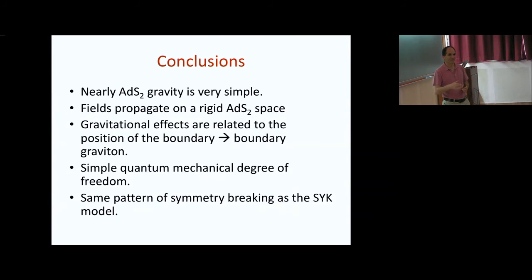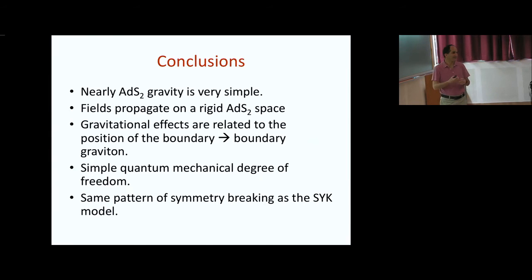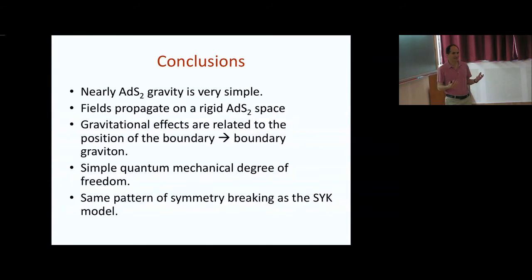So similar to, let's say, three-dimensional gravity, where you don't have propagating fields, but you have some field that lives on the boundaries. In this case, the boundary has only the time direction, and so you have simply a quantum mechanical degree of freedom living at the boundary. And you can describe it in various ways. One way is with the Schwarzian action. And this has the same pattern of symmetry breaking, and even the same action, as the SYK model. The action is determined by the pattern of symmetry breaking.